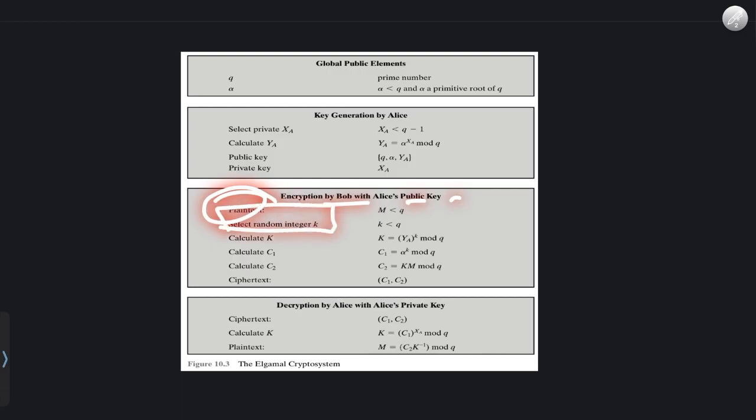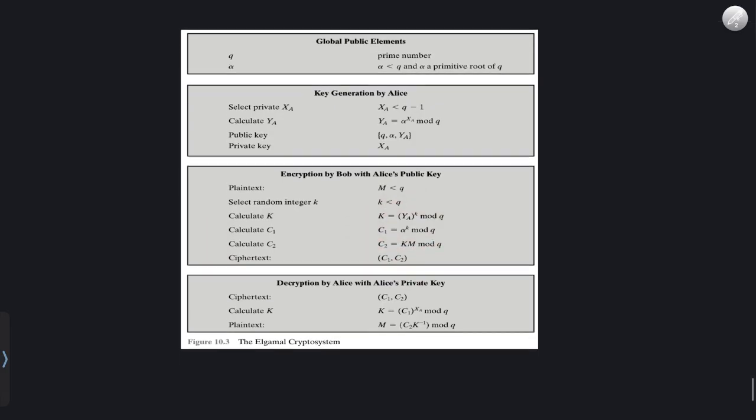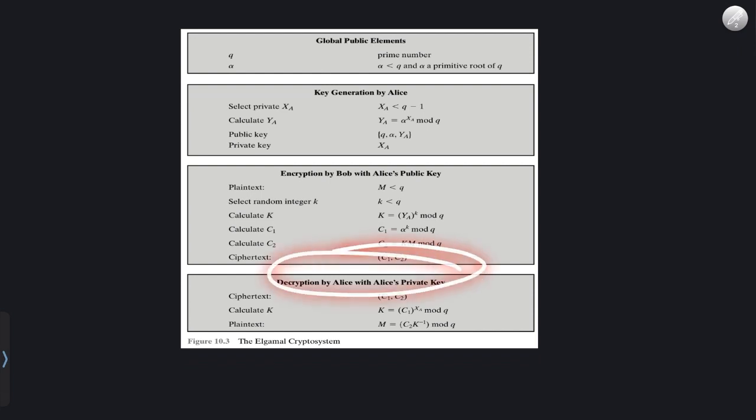He'll select a random integer, and then Bob will compute the one-time key, that is the capital K value, and then Bob will encrypt the message M as a pair of C1 and C2. After finding the values C1 and C2, the ciphertext is depicted here. The decryption process will be done by Alice. Alice will receive the ciphertext first, and then she will recover the one-time key by computing this value, and then she'll also get the plain message back.